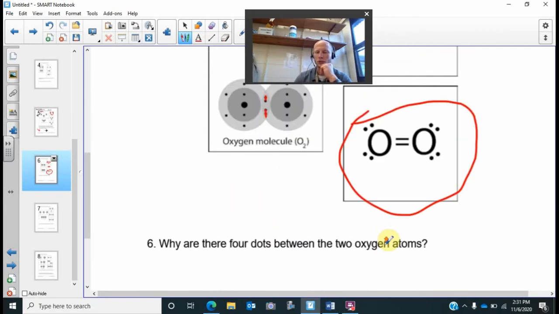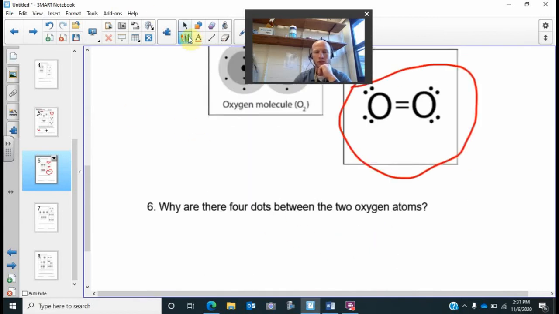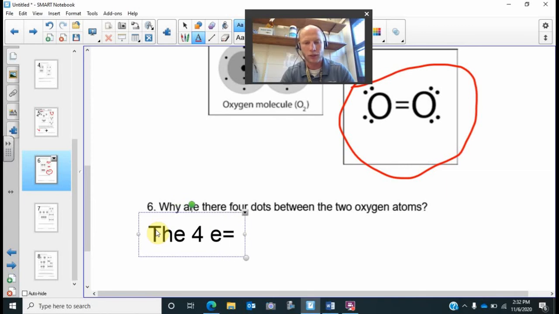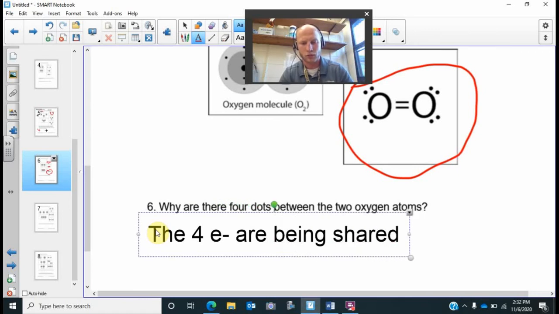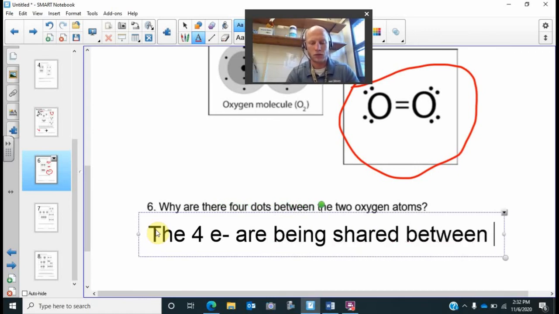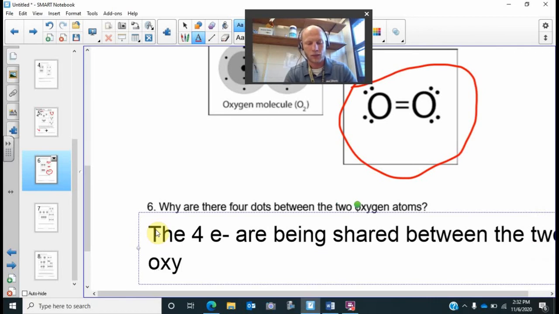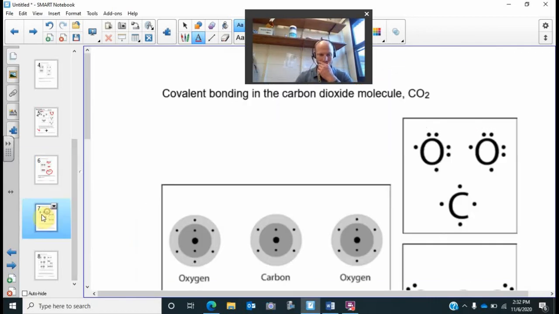So why are there 4 dots between the 2 oxygen atoms? Well, that's just because there's 4 electrons being shared between the 2 oxygen atoms. Okay. And then we come down here, we do another covalent bond. Again, we know it's covalent because we know oxygen is a nonmetal, carbon's a nonmetal. So nonmetal bondings, those are covalent.